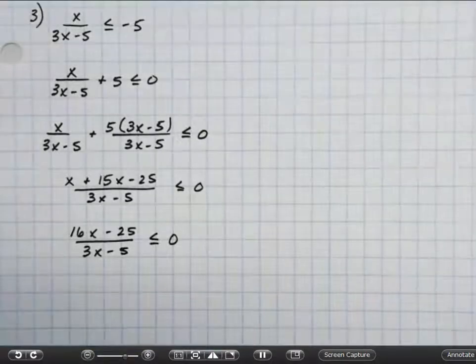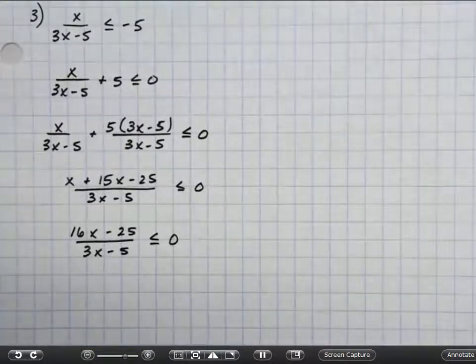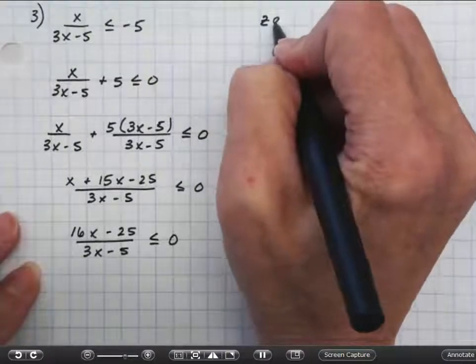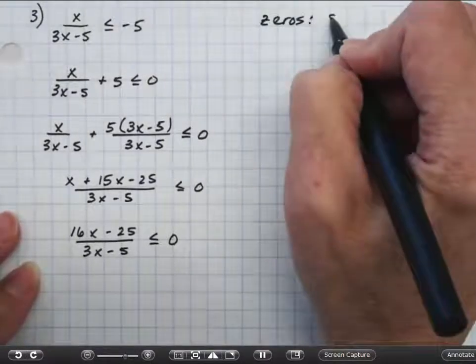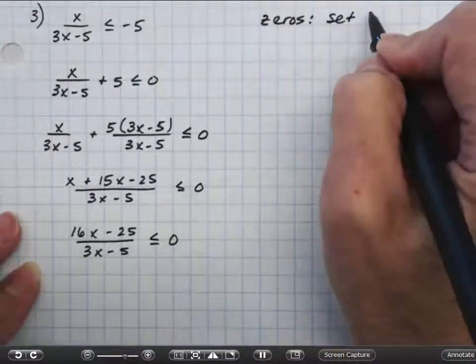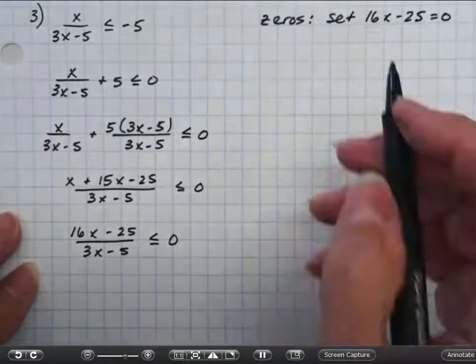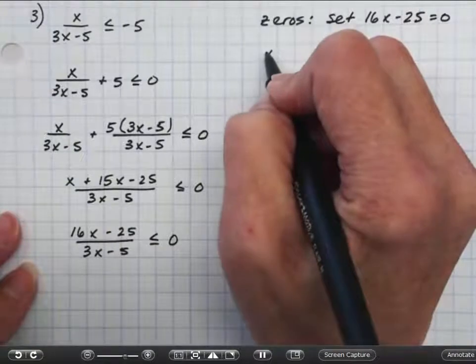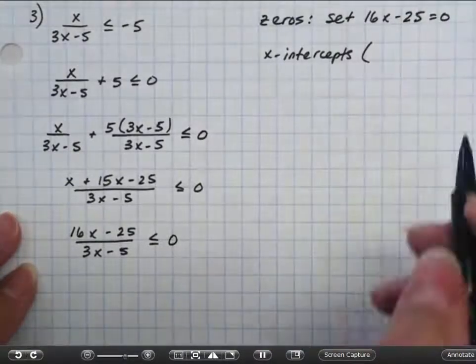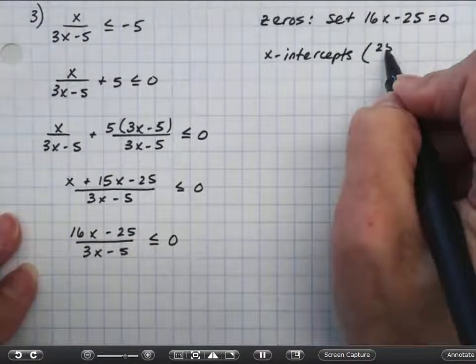Okay, next thing we need to do is find our zeros. How do I find my zeros? Good. Set 16x minus 25 equal to 0 and solve. So my zeros, which are also my x-intercepts, is going to be what? Good. 25 over 16 and then 0.